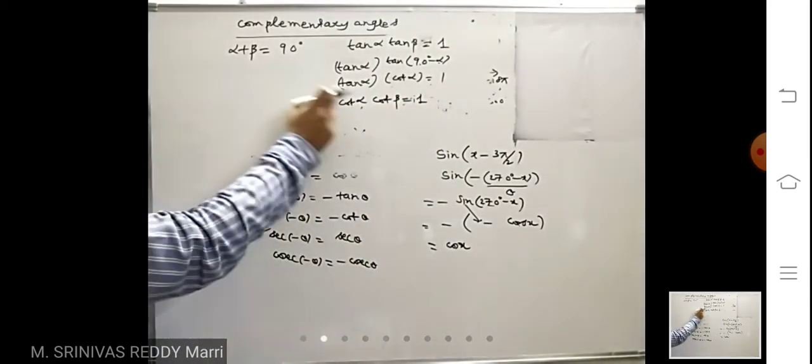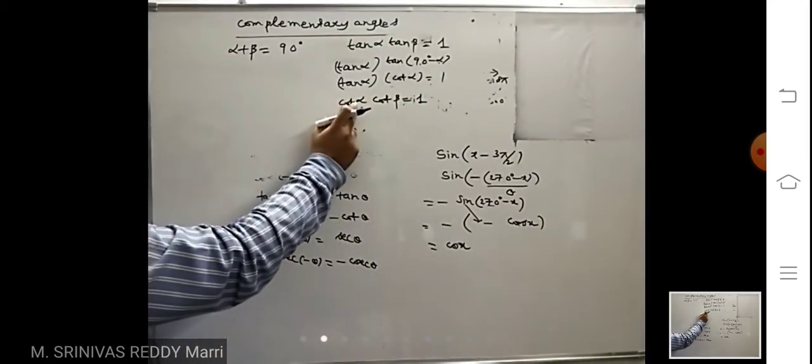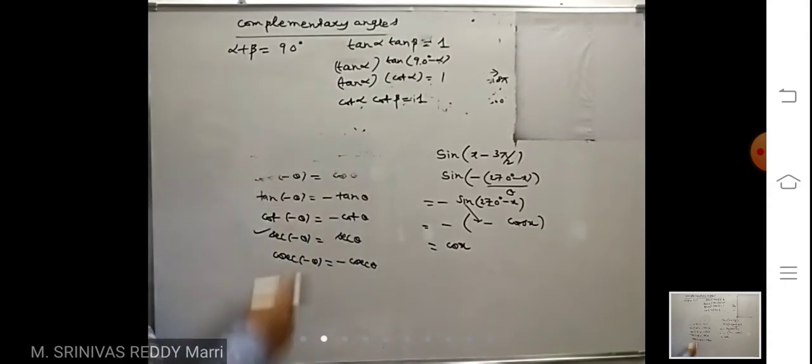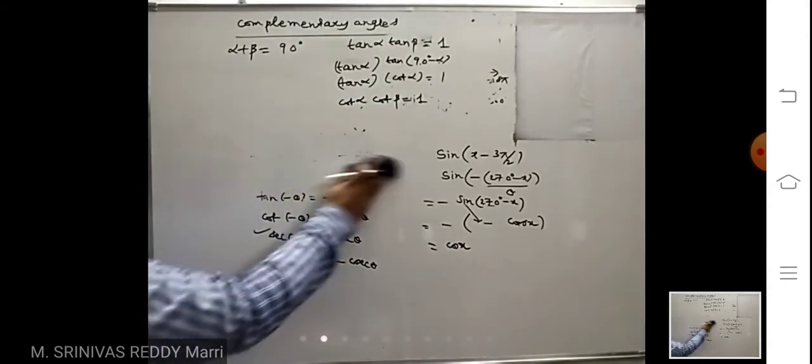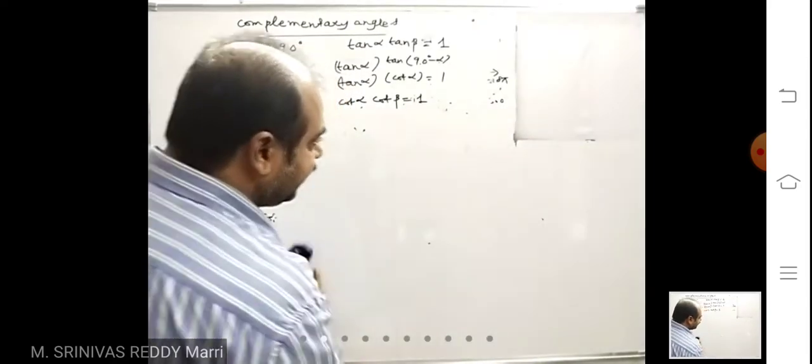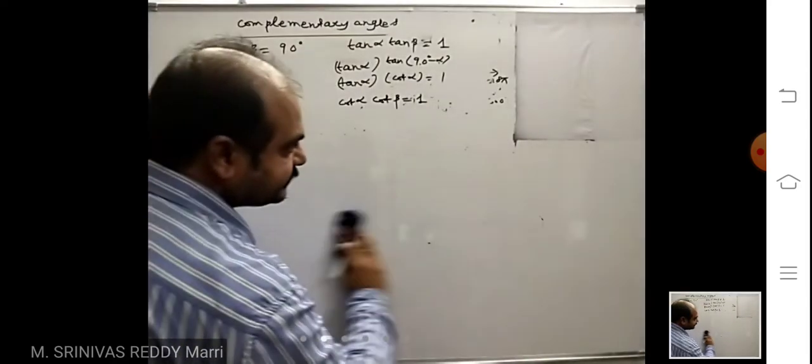In the same fashion, beta is 90 minus alpha. This will become tan alpha. Cot alpha into tan alpha is what? 1. So if complementary angles are there, then product of two tans is what? 1.